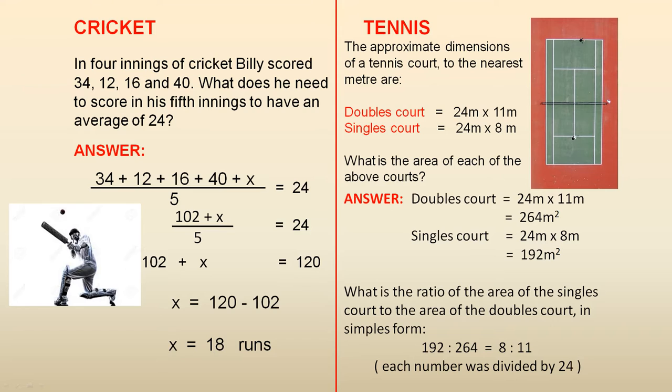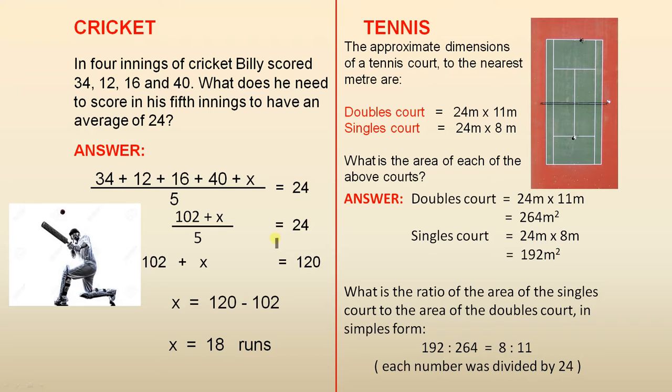In 4 innings of cricket, Billy scored 34, 12, 16 and 40. What does he need to score in his 5th innings to have an average of 24? And here is the answer. All we do, we take the 5 scores and we divide by 5, and that should give us an average of 24. So here is the unknown score here at the end. So what we need to do is to solve this equation for x, and that gives us the score for the 5th innings. When we solve the numerator, we have 102 plus x over 5 equals 24.